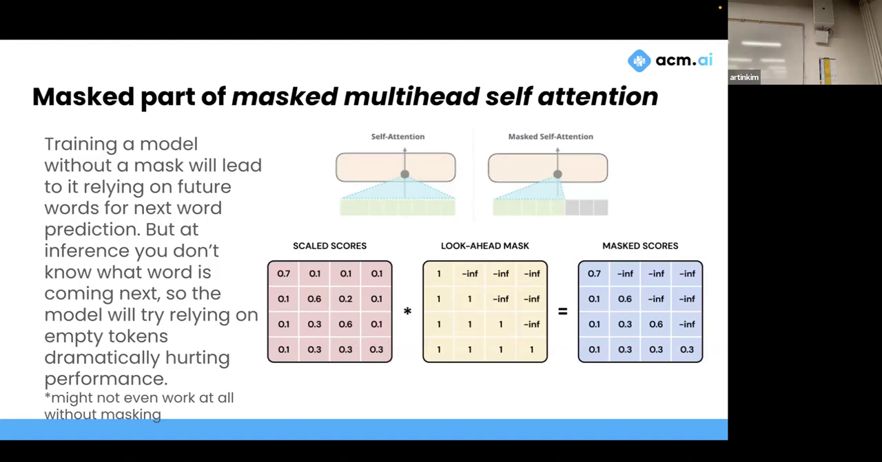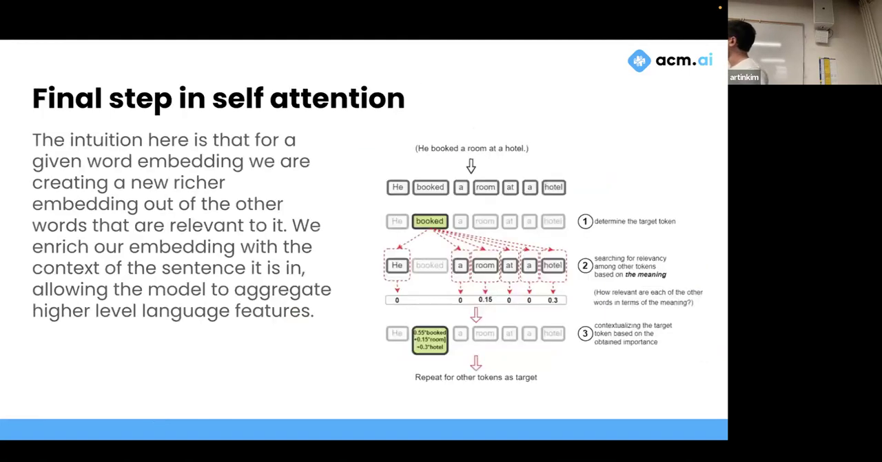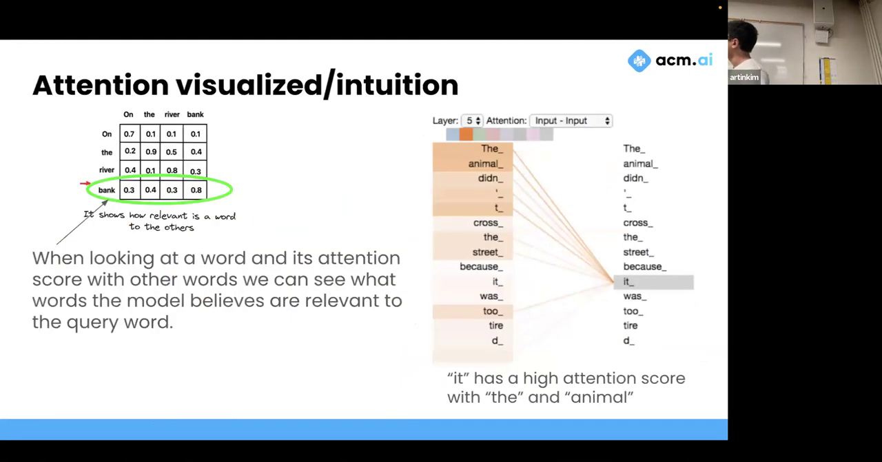But the problem is if we do this all at once, that means a middle word can attend to the following words. Again, like the example with booked. So what we have to do is mask out this matrix right here. We actually have to mask it out so that the river can't attend to the bank after it, because the bank comes after the river, right?